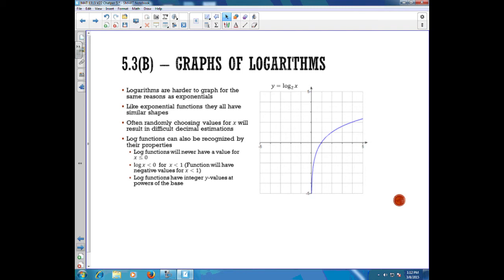Logs will never have a value for which x is less than or equal to 0. You cannot take the log of a negative number or the log of 0. Much like the exponential functions, where the y value would never go below 0, for log functions, the x value will never go below 0.